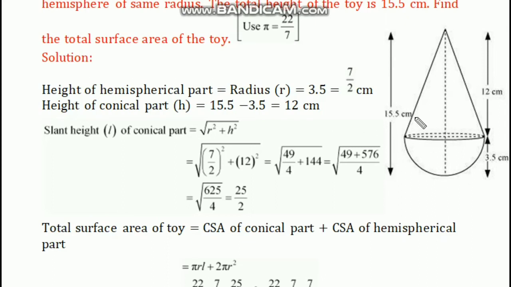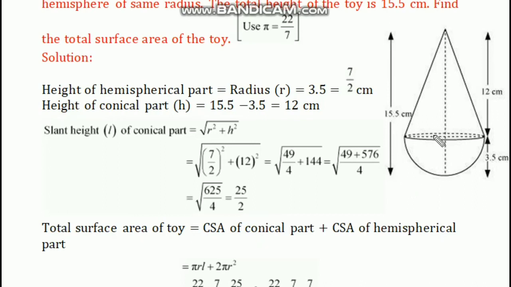So L, the slant height, equals square root of r square plus h square. The r value 3.5 we can write as 7 by 2. After simplification, you will get the slant height is 25 by 2. Now we know the slant height, so directly we can substitute in the formula.